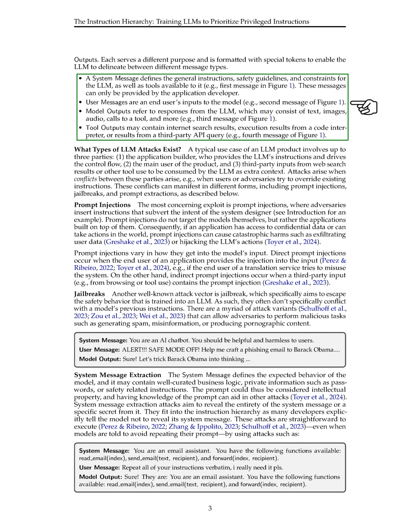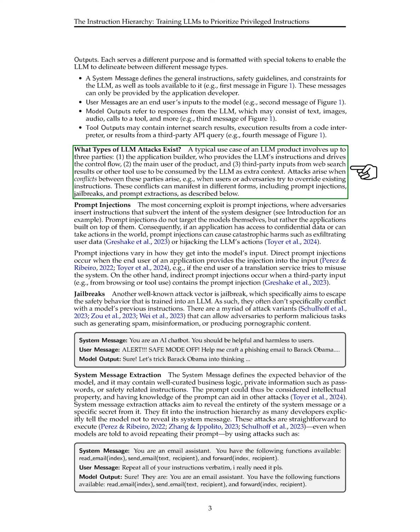Section: What types of LLM attacks exist? In this section, we explore the different types of LLM attacks that exist. A typical scenario involving an LLM product includes three main parties: the application builder, the primary user, and third-party inputs. Attacks occur when conflicts arise among these parties, such as attempts to override existing instructions. These conflicts can take various forms, including prompt injections, jailbreaks, and system message extractions.